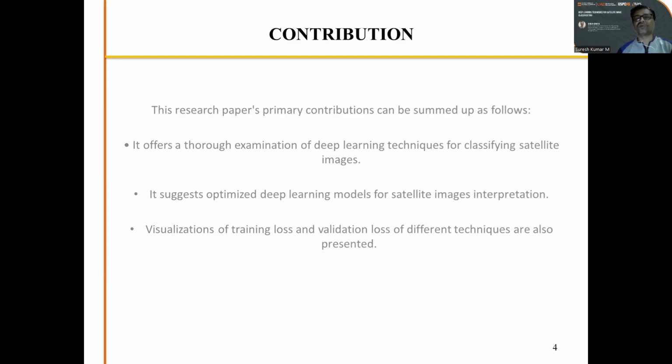First, we are thoroughly examining the deep learning techniques which are used for classifying satellite images or remote sensing images. Second contribution is that we aim to provide optimized deep learning models for satellite image interpretation. Optimized in the sense of the best deep learning models for remote sensing interpretation. Finally, we are visualizing the training loss and validation loss of different techniques, which will also be presented.